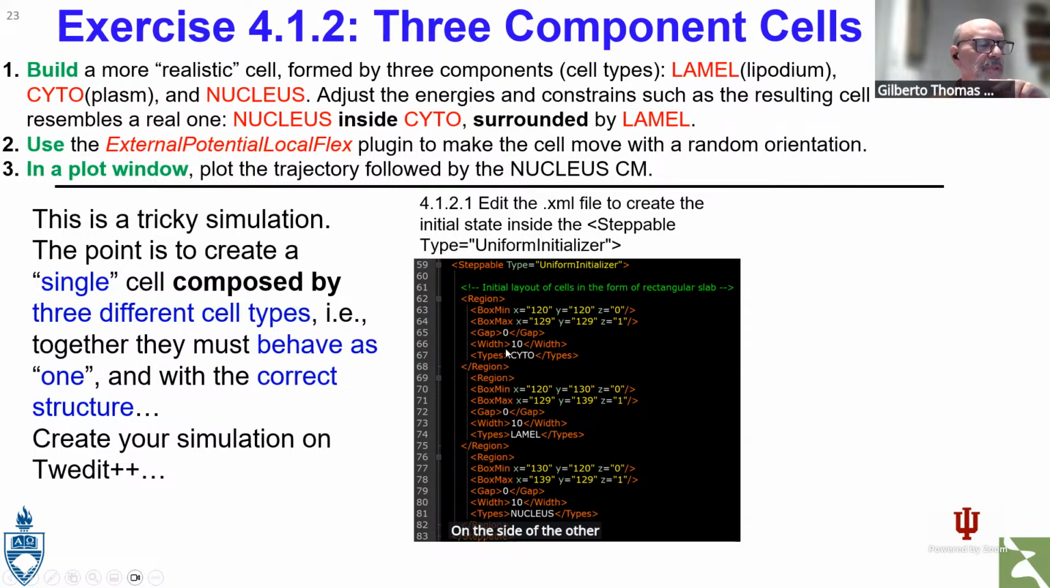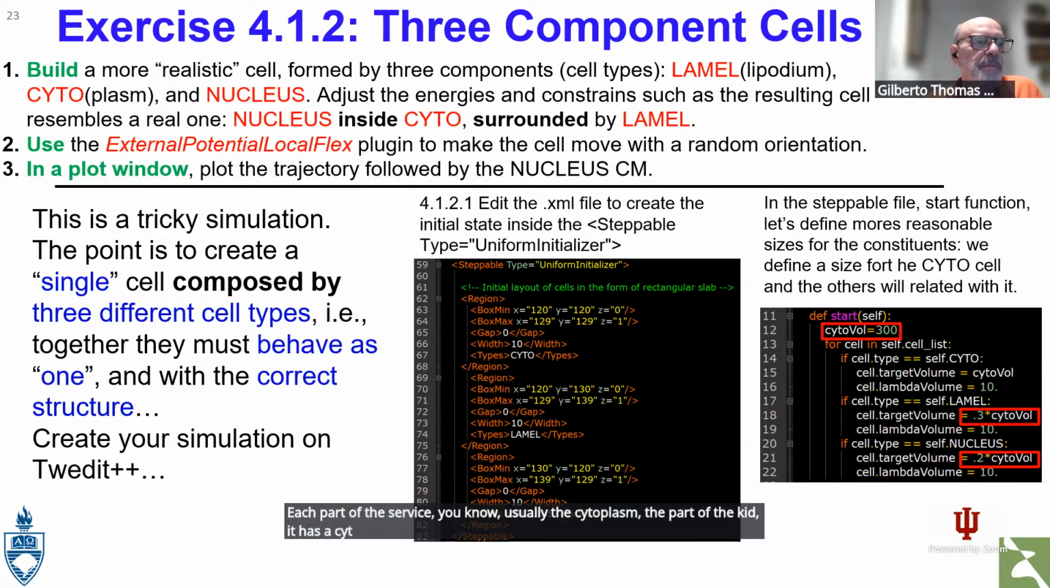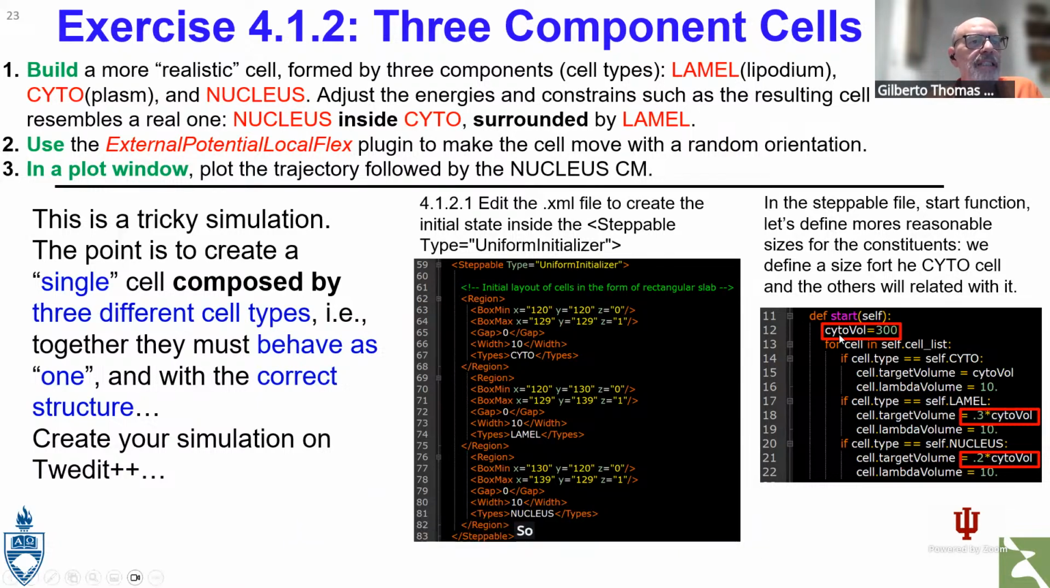If you step the code now, not put it to run, only start with one step in the player. In the steppable, we have to define how big each cell is, each part of the cell is. Usually the cytoplasm, the part of the cell, is the bigger one. Let's make it a reference for the other parts of the cell. So I'm defining here cytovol as 300 pixels.